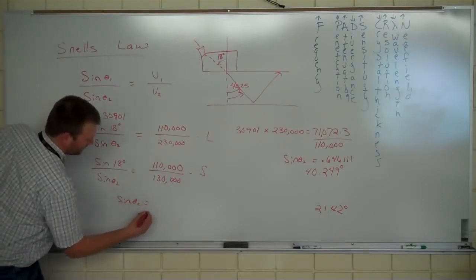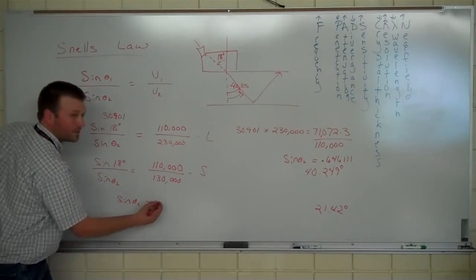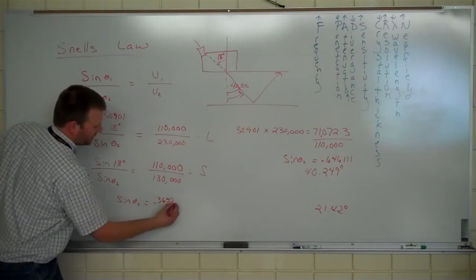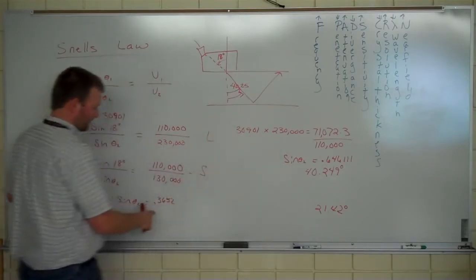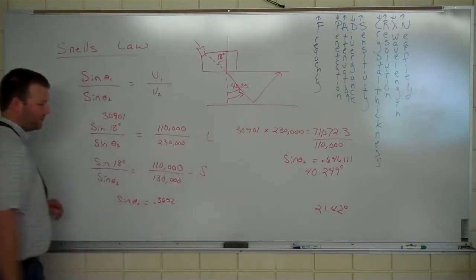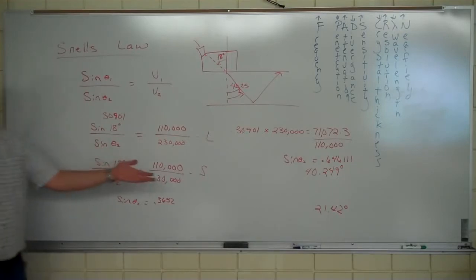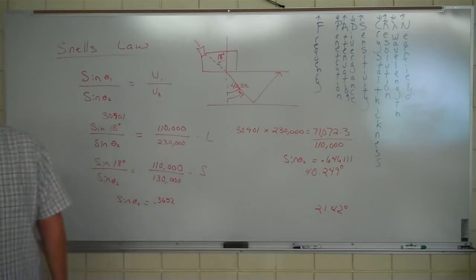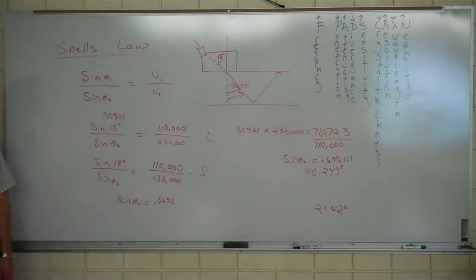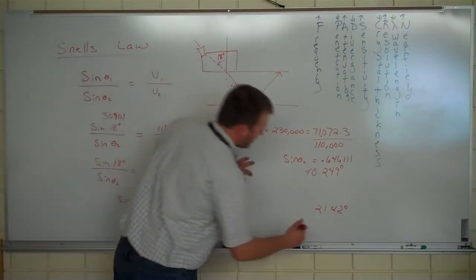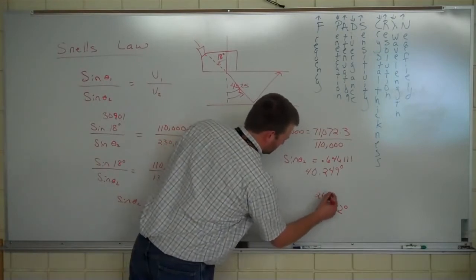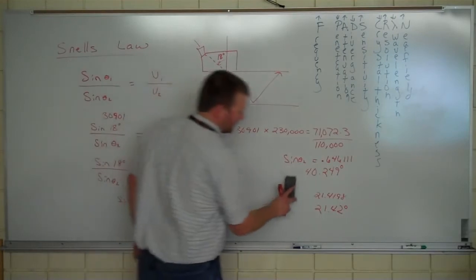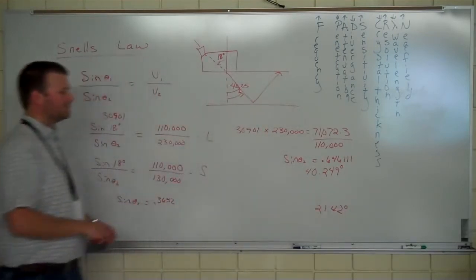Sine of angle 2 equals 0.3652, pretty close to half of what we had over there. So we inverse sine 0.3652, and we get 21.42 or something very, very close, right? 21.4198. All right, we can round that up. That's close enough. Questions there?